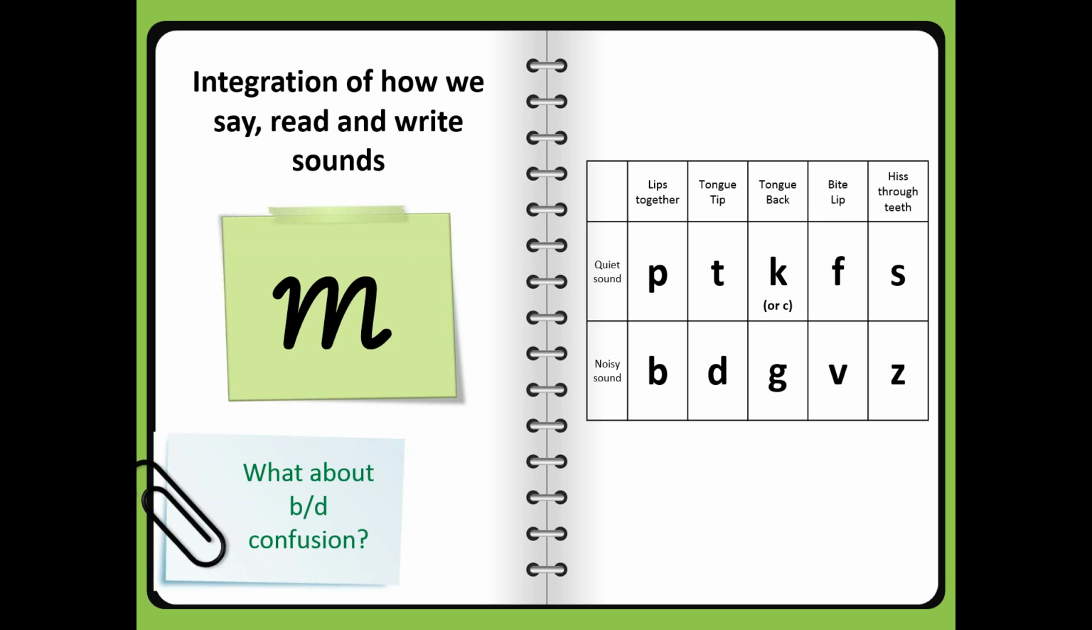These sounds are made the same way with the mouth, however, P is the quiet version and B is the noisy version. Students learn these pairs and how to utilize this knowledge when they are working out what letter to use.